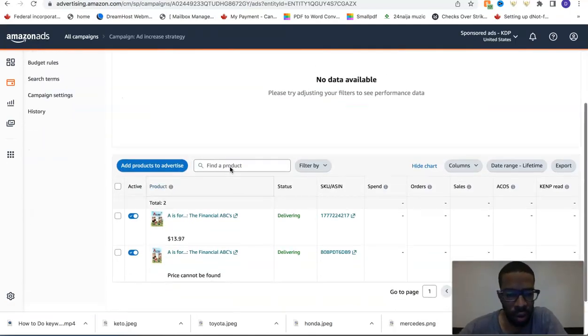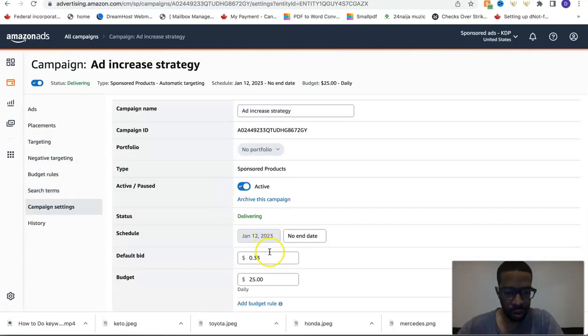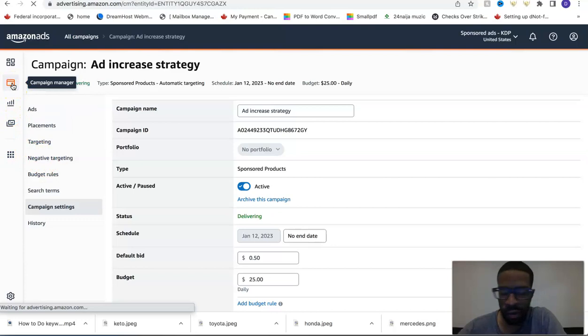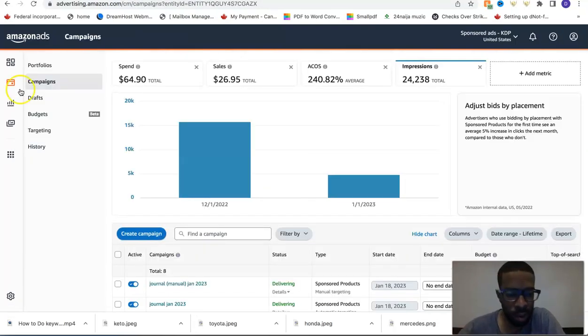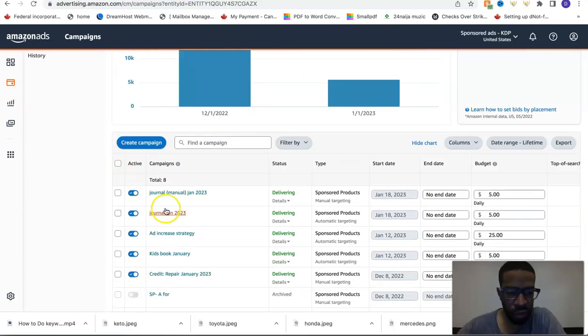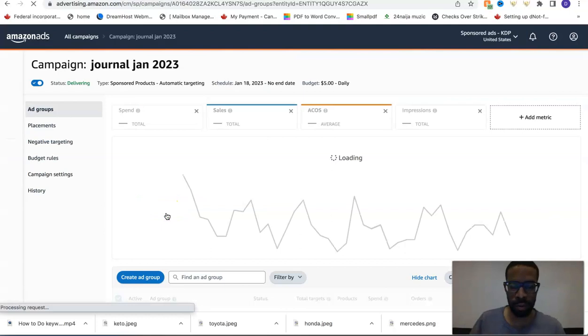Alright, so this one's nothing still, so let's increase the budget. Let's go to 50 cents with this now. Yeah, the goal is to find a winning ad so that we can use it and capitalize off of it. Once we figure that out, we'll turn off the other ads and just run with that bad boy.